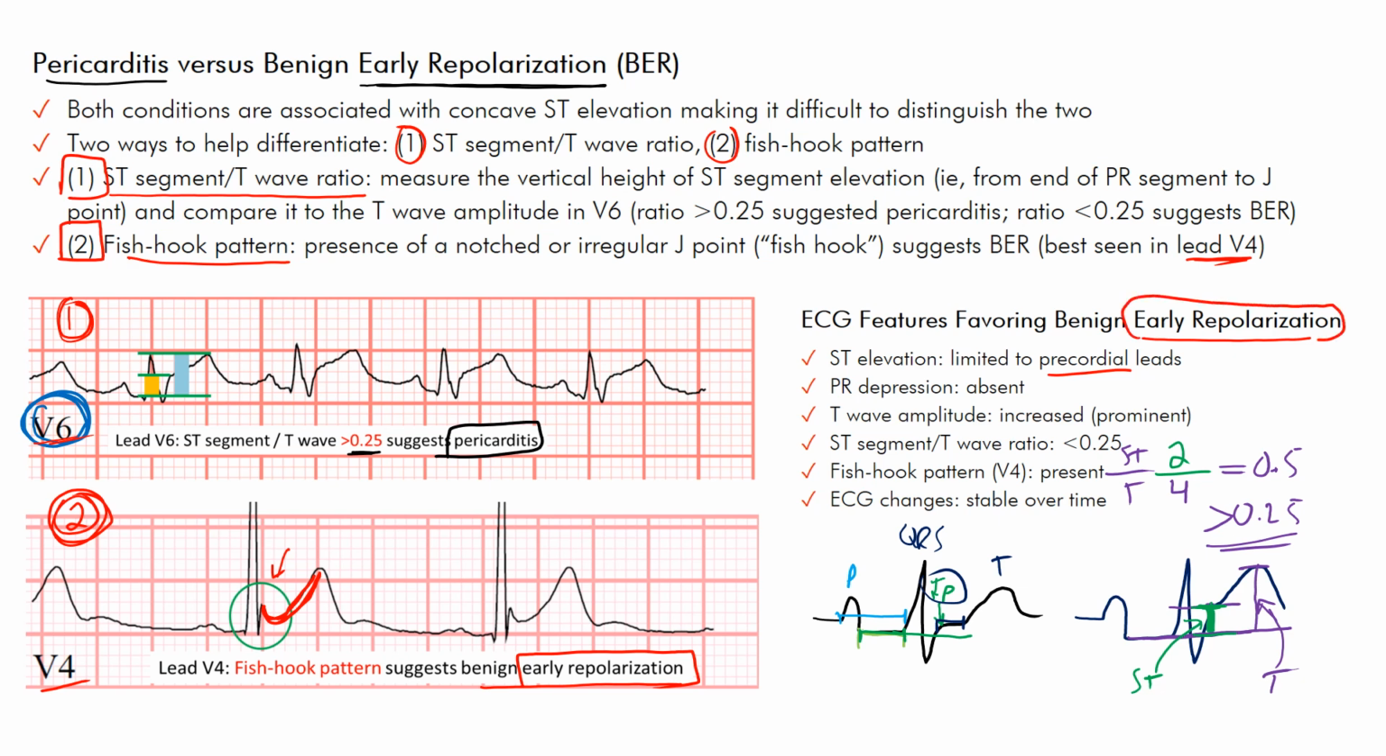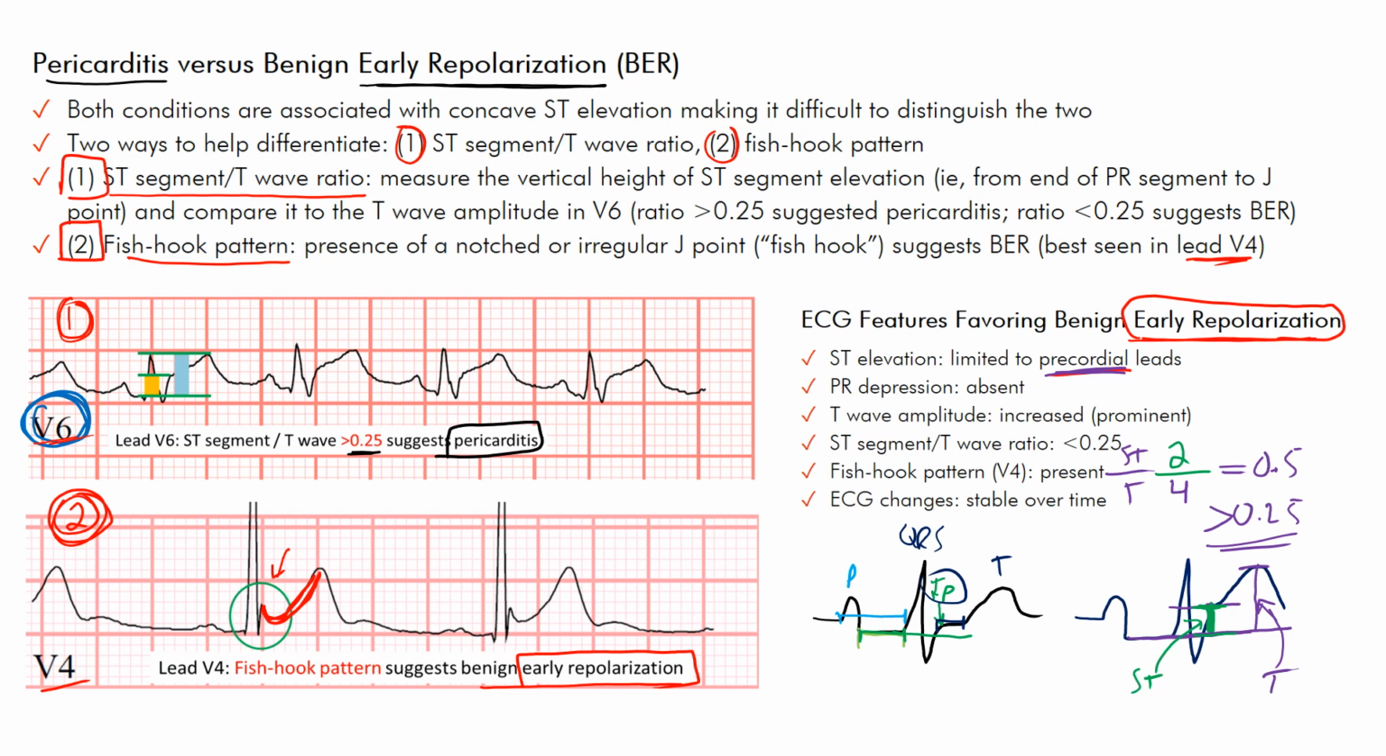So all these that we're going to discuss are those that favor early repolarization. So something that's limited to the precordial leads, ST elevation, that suggests early repolarization. Remember, with pericarditis, we had it diffuse. We saw it in other limb leads as well, whether it's the inferior or lateral limb leads. Now, it could be localized, but just know that with early repolarization, this tends to be limited to the precordial leads.